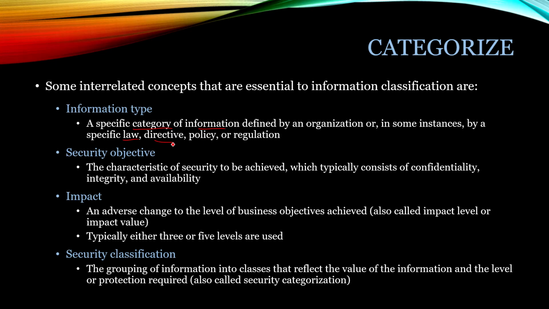Lastly is the security classification, and this is the grouping of information into classes that reflect the value to the organization of that information. And again, that's the security categorization. And sometimes you can group these into areas, but that doesn't necessarily mean that is their key level of protection. Each information type needs to have a security objective and an impact analysis done on them to help determine the appropriate security classification.